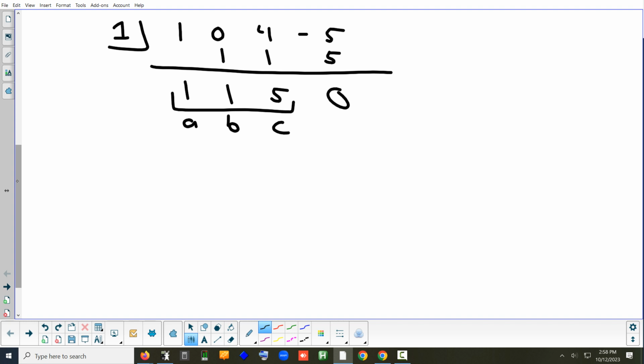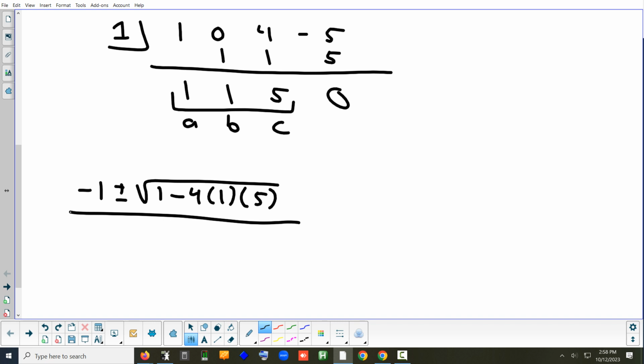So Leah, can you tell me when I do the quadratic formula using those, how do I set it up? -b. Yeah, and what would be the number? -1. Plus or minus the square root of b squared. So 1. Yep, 1, minus 4ac, and that's going to be divided by 2a. 2a, which is 2. Okay, so now we've got that.